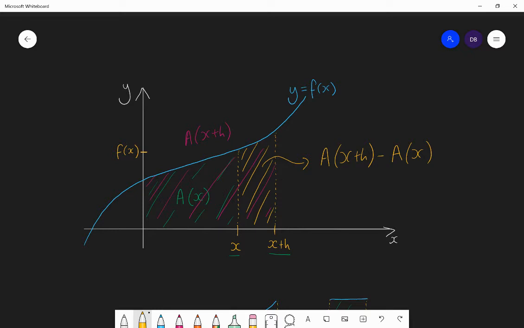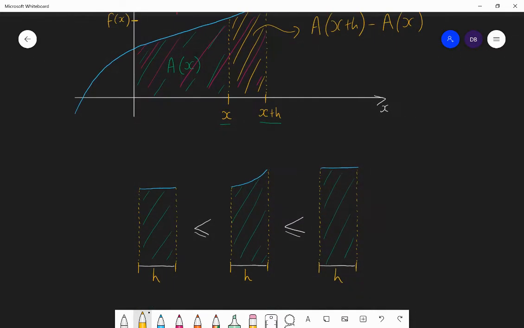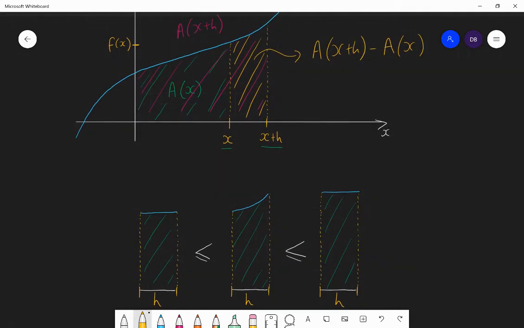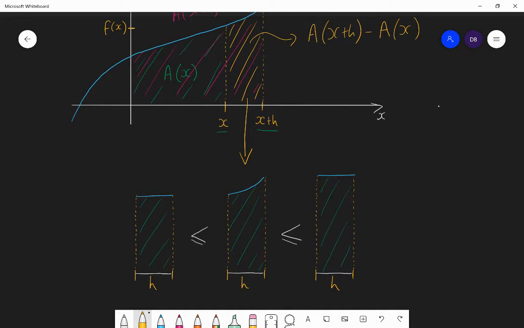Well, let's have a look at trying to define boundaries for this area, so lower limits and upper limits for this area between an x value of x and an x value of x plus h. I've redrawn that area. It has a width of h, and it looks like that. A lower limit for that area is definitely the rectangle where I take the lower y value as the top of the rectangle.